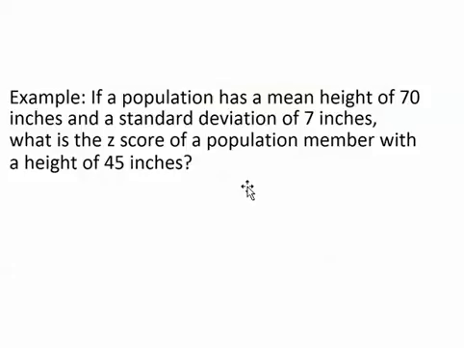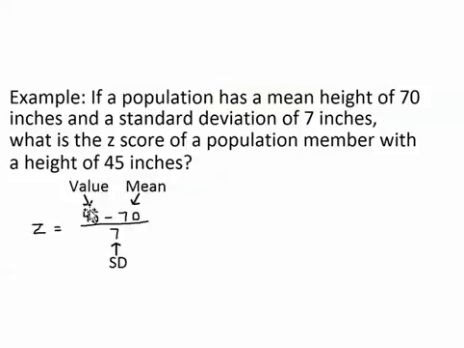Now let's go through an example of using the formula to calculate a z-score. So we have a person who's 45 inches tall, and that person is a member of a population that has a mean height of 70 and a standard deviation of 7. So the entire population that this person comes from has a mean of 70 and a standard deviation of 7, and this individual person has a height of 45. And we want to find out this person's z-score. To find this person's z-score, we just subtract the person's data value of 45 by the mean of 70 and divide by the standard deviation of 7.